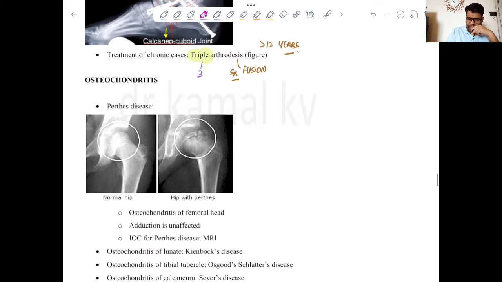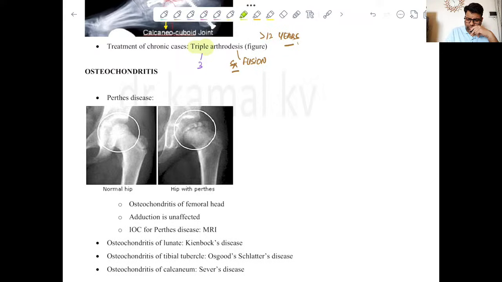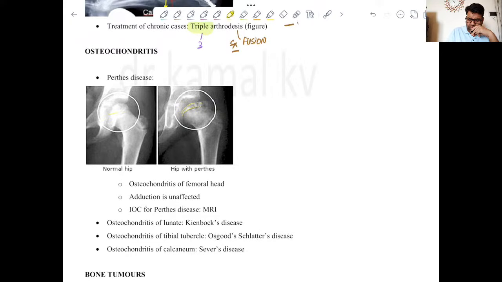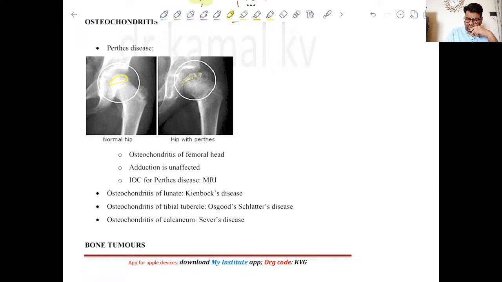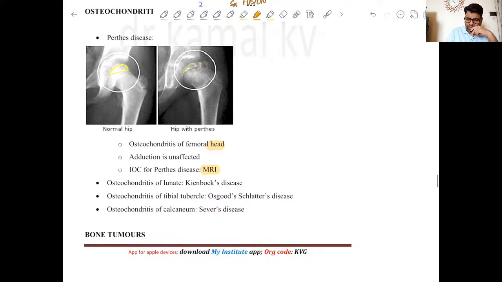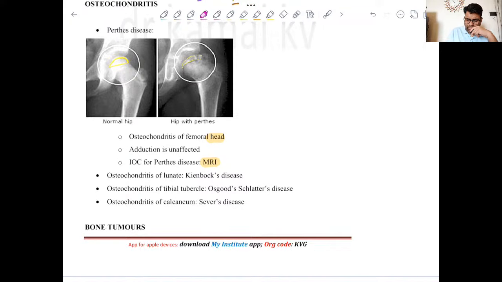Then osteochondritis, there is one entity, that is Perthes disease. You can see here, this is affecting the femoral head epiphysis, right? Normally it is such a smooth curved structure. So this is the femoral head epiphysis and it is better evaluated on MRI. There is difficulty in abduction, but adduction as such is unaffected.